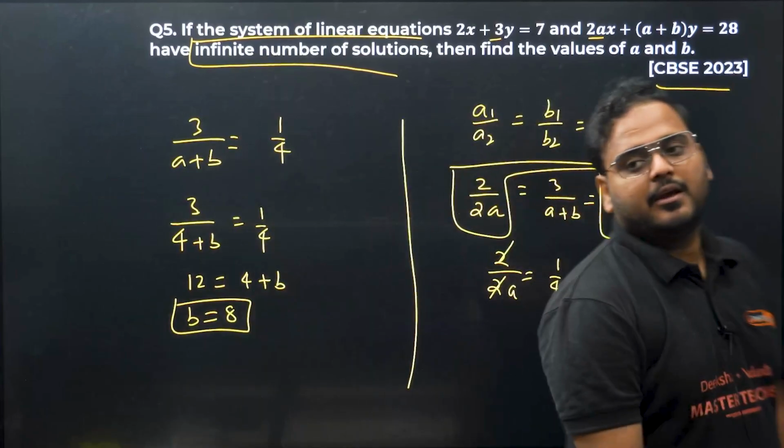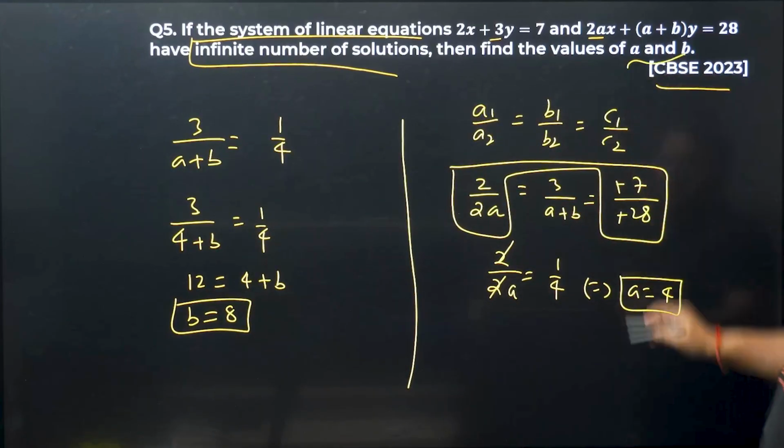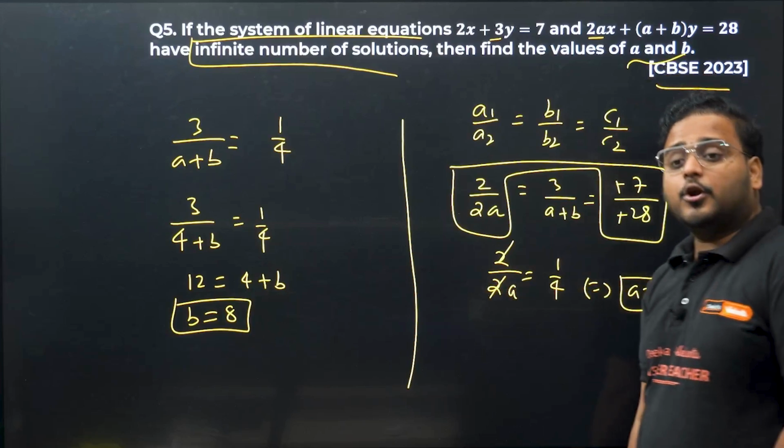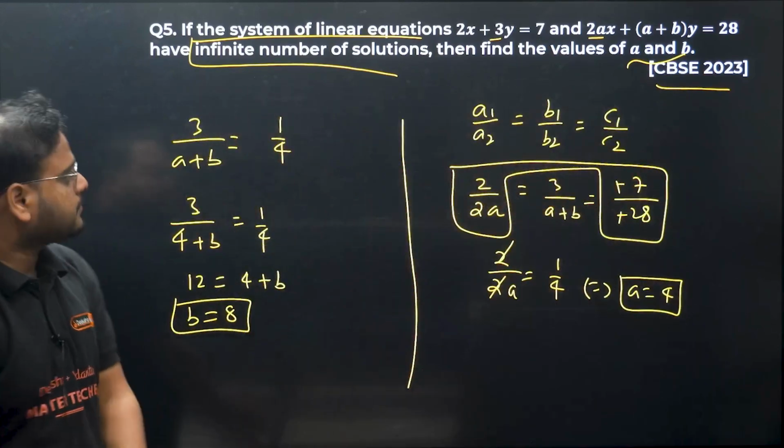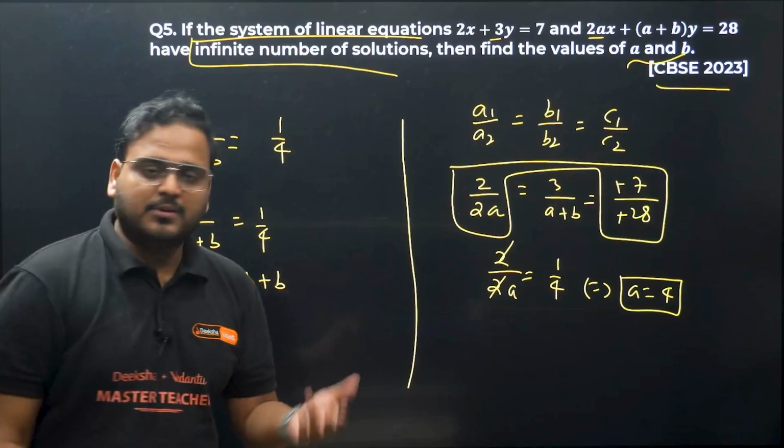What are they asking? Values of A and B. A is 4, B is 8. If you're not sure with my calculations, please do your own. Very simple. Fifth one is done. Question number 6 now.